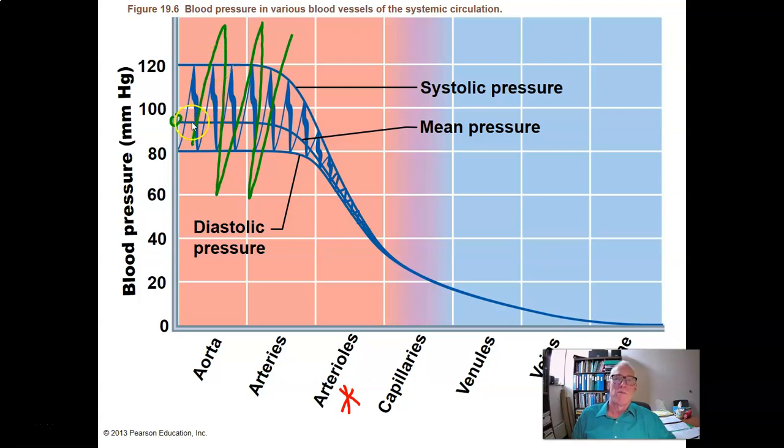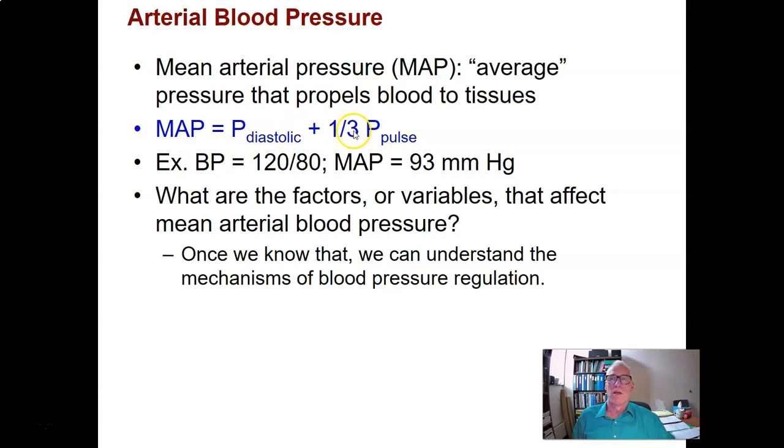We're not doing that here because of the shape of these curves, this pressure spends a little more time closer to diastolic pressure on average. So the true mean pressure is about 1/3 of the way up from diastolic pressure. So our formula is diastolic pressure plus 1/3 of the pulse pressure, 1/3 of the difference. So in our typical example, 120/80, we get 93 millimeters of mercury. That's a good textbook value for mean arterial pressure.